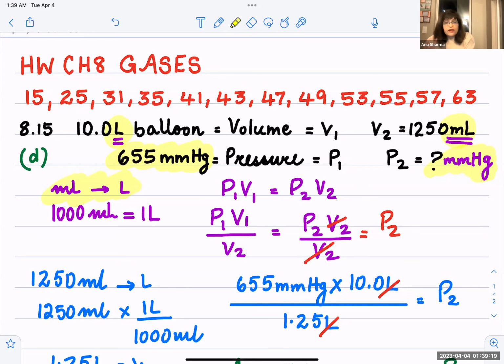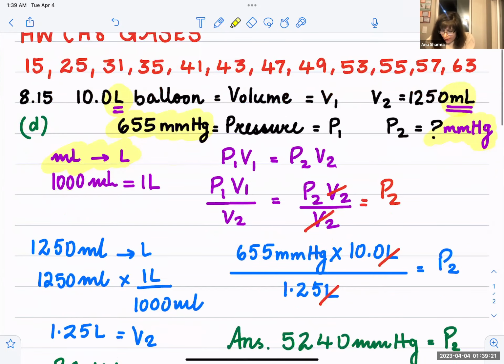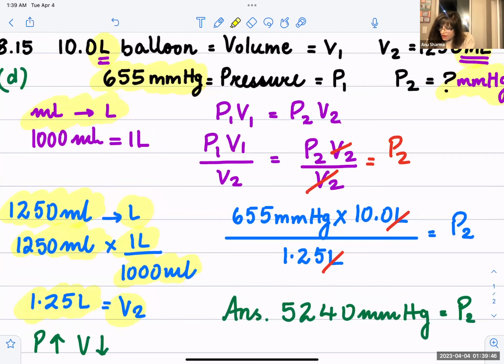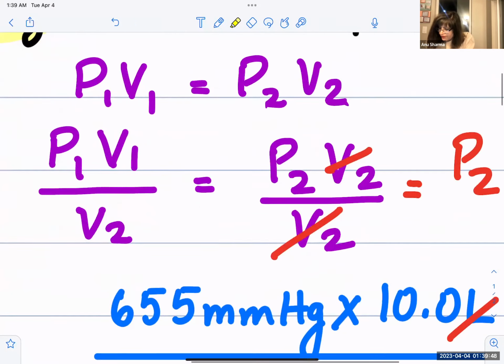So what are you going to do here? You're going to take 1250 milliliters and convert that to liters, not the other way around, because the preferred volume is always in liters. So 1250 milliliters times the conversion factor, which is 1 liter over 1,000 milliliters. When you do this, you get 1.25 liters. That's the next volume.